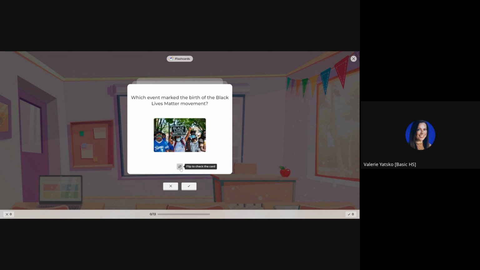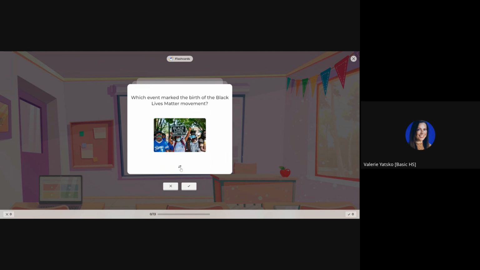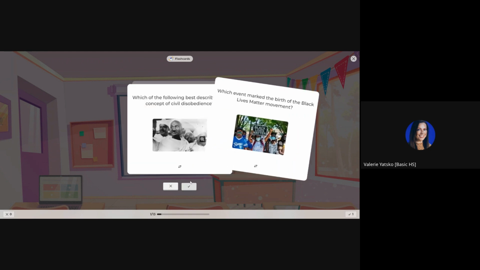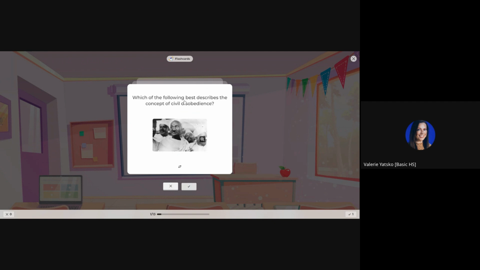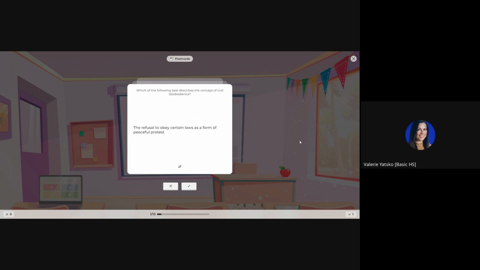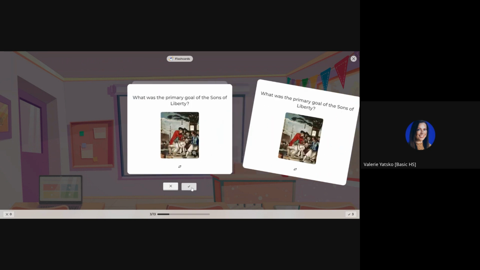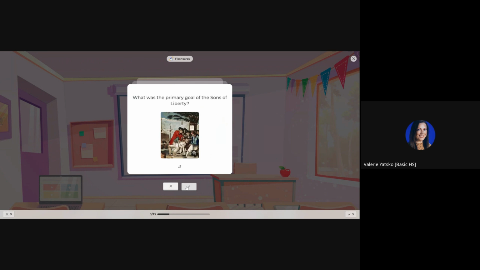Which event marked the birth of the Black Lives Matter movement? That would be the death of Trayvon Martin. Which of the following best describes the concept of civil disobedience? The refusal to obey certain laws as a form of peaceful protest. We're going to go ahead and say you know that. Who co-founded the National Farm Workers Association? Cesar Chavez. Oops, we didn't even flip that over, but it was Cesar Chavez.